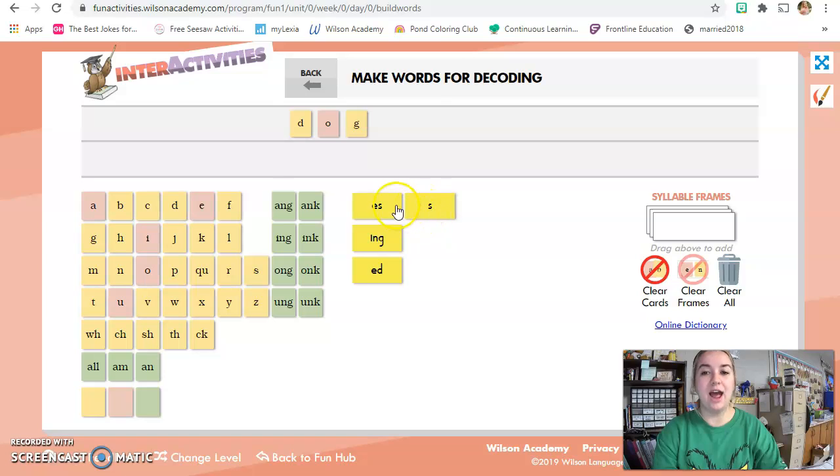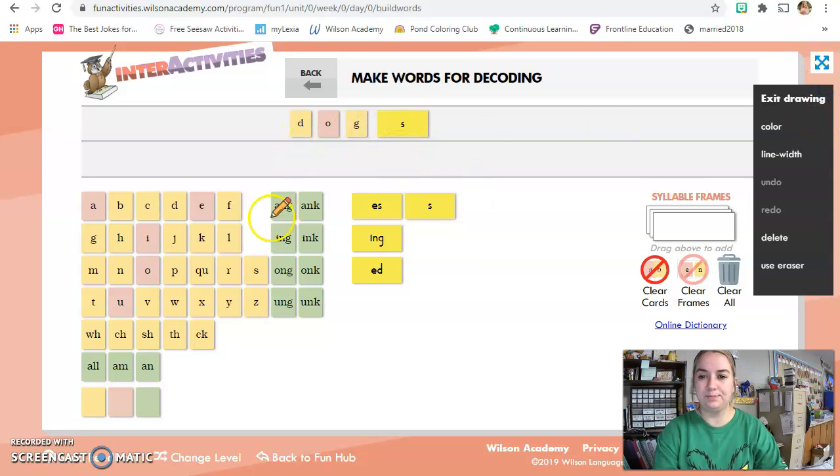And I know that I have a lot, but remember, we're only looking at the ones we know. And right now, we only know suffix S. So I'm going to drag my bright suffix frame up here and attach it to the end. Now I have D, O, G, dog, dogs.